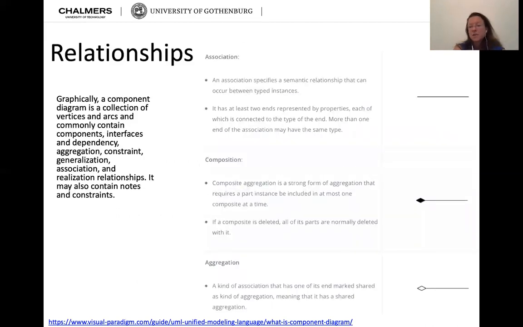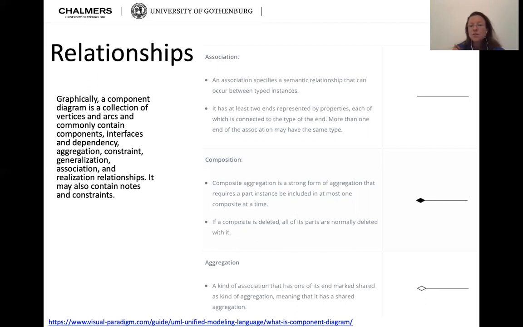And here we see the different types of relationships that are possible. Graphically, a component diagram is a collection of vertices and arcs, and it commonly contains components, interfaces and dependencies, aggregation, constraints, generalization, association, and realization relationships. It can also contain some nodes. So here we see the association, a semantic relationship that can occur between typed instances, and it has at least two ends represented by properties, each of which is connected to the type of the end. More than one end of the association may have the same type.